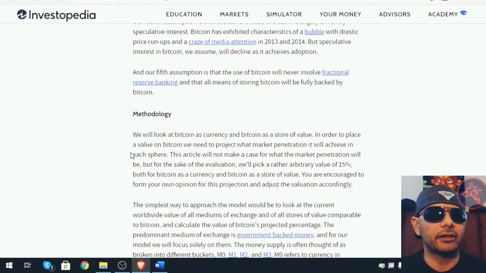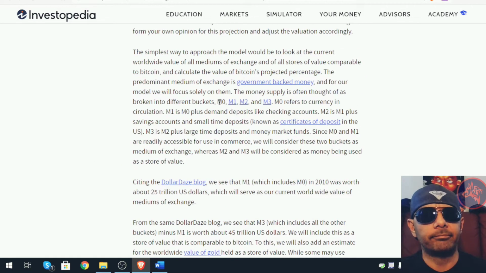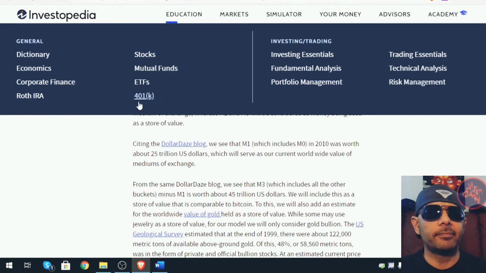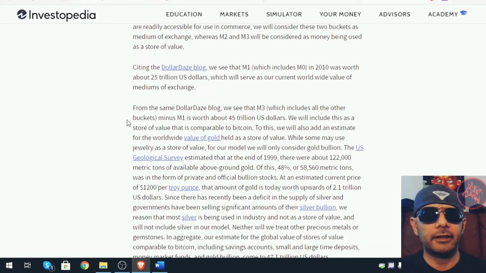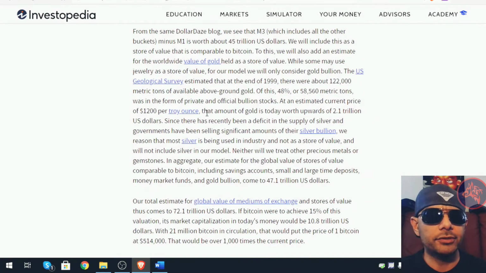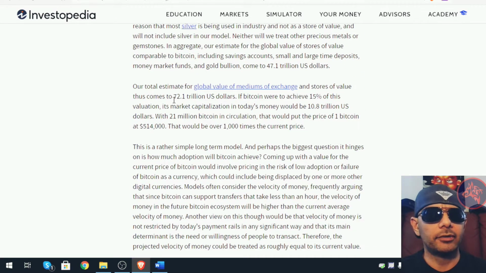So they've done these calculations with the methodologies, method 0, 1, 2, and 3, and it's all kind of different. Method 0 refers to currency circulation, so just in that broad sense. Now, you can look up these articles yourself, or I can put them in the description so you can click on them. But really what it comes down to is the total estimate of the global value of mediums of exchange, right? All currencies, and stores of value, which is gold. And they didn't use silver in this, but mostly gold. It comes at 72.1 trillion US dollars.